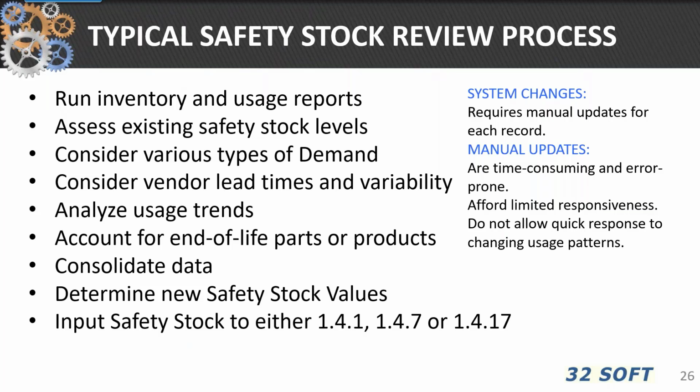Normally, a planner must run inventory reports, access existing inventory levels, consider various types of demand, consider lead time variability, analyze usage trends, account for end-of-life parts and obsolescence, then consolidate data, determine a new safety stock value, and probably the most painful, input the safety stock value into 1.4.1, 1.4.7, or 1.4.17.